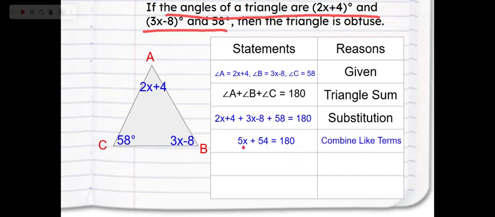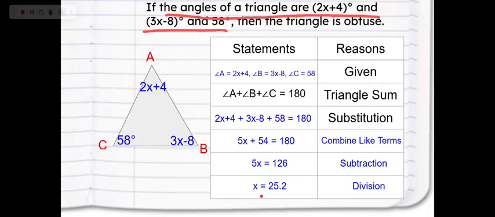I want to solve for x, so I need to get rid of the 5 and the 54. We need to get rid of the 54 first because it's closest to the x. So minus 54, subtraction. Then I'm solving for x, I need to get rid of the 5, so I'm going to divide by 5, and it's okay to have decimals. But I didn't finish the problem because I want to know if my triangle's obtuse or acute.